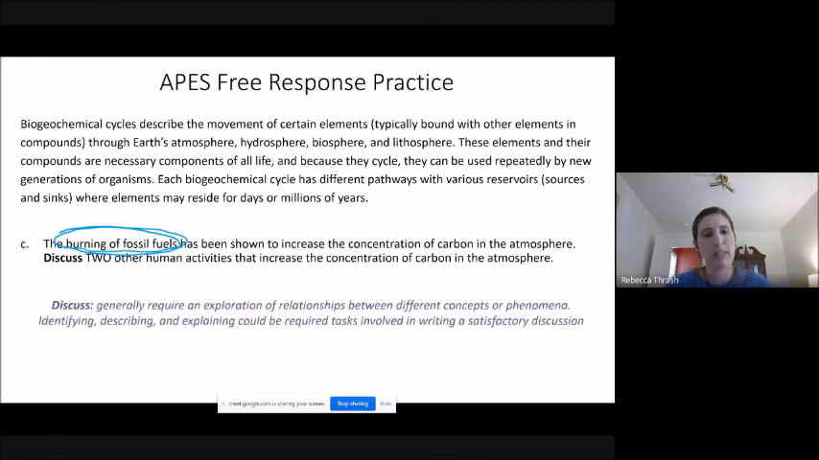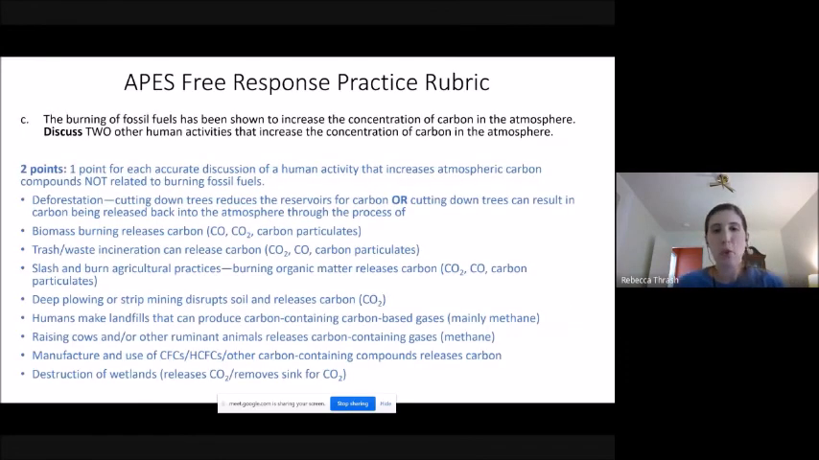All right, what do they mean by discuss? Require an exploration of relationships between concepts or phenomena. That could include identifying, describing, and explaining to be a satisfactory discussion. So we talked about a lot of this in the carbon cycle.